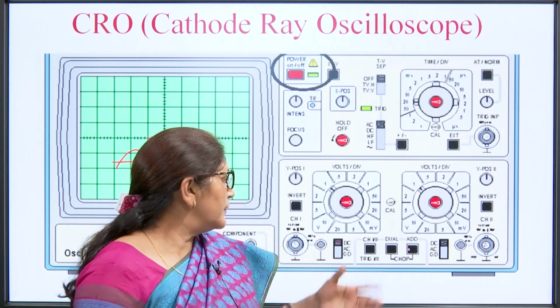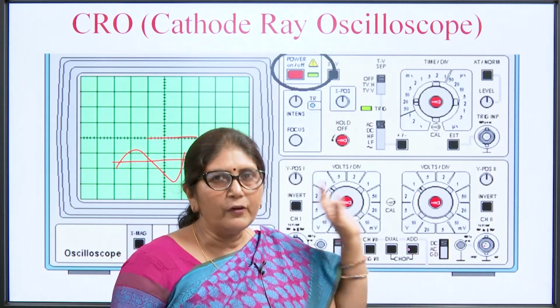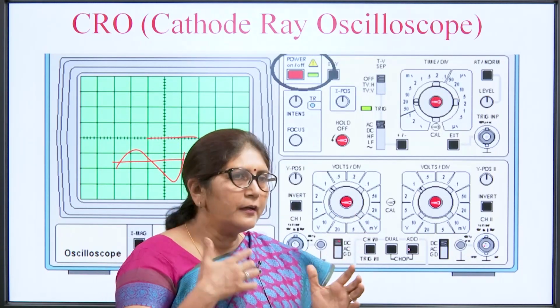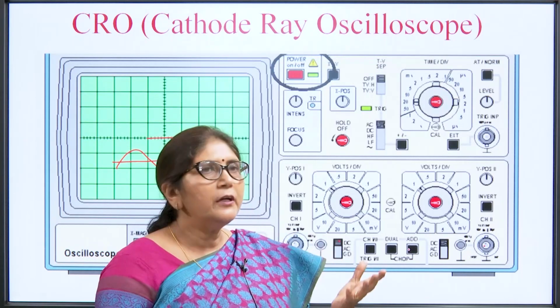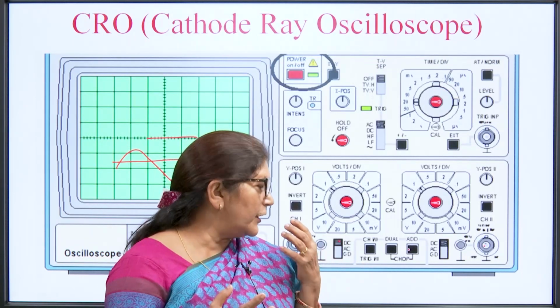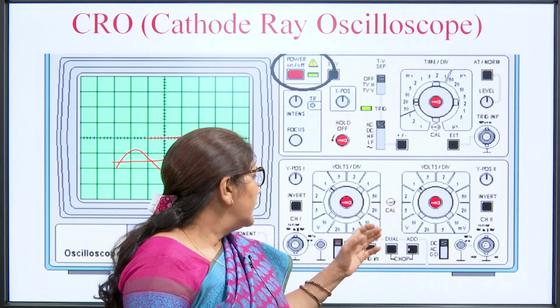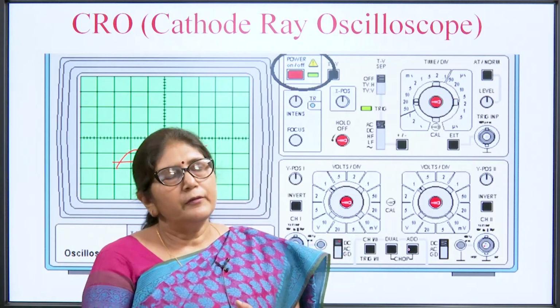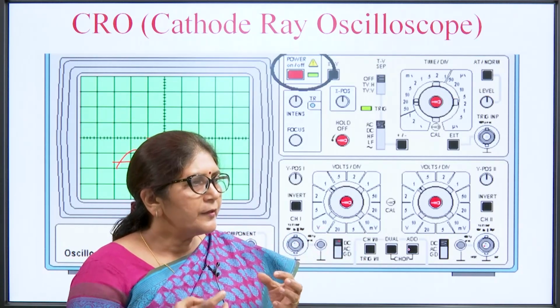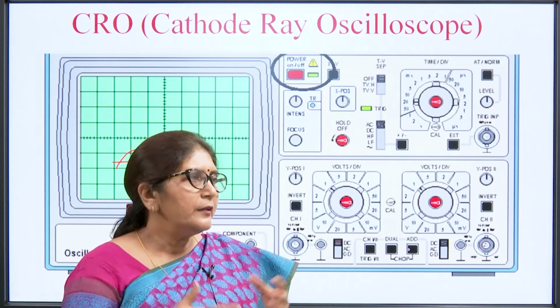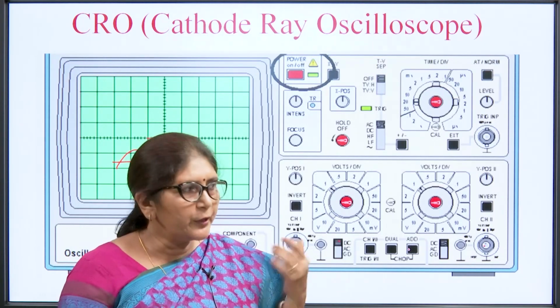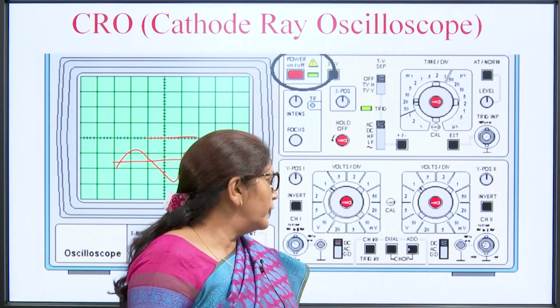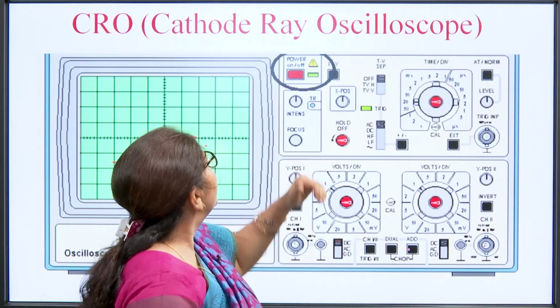Similarly, we will see both the waveforms on the screen, although it is alternately fed to the vertical deflection plate. In chopped mode, basically a multivibrator is used and the switching speed is very high with respect to the alternate mode. Then there are so many switches also.